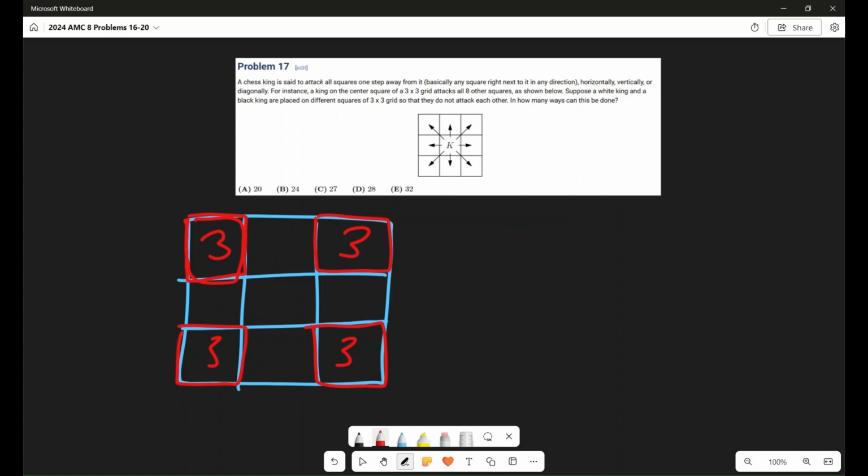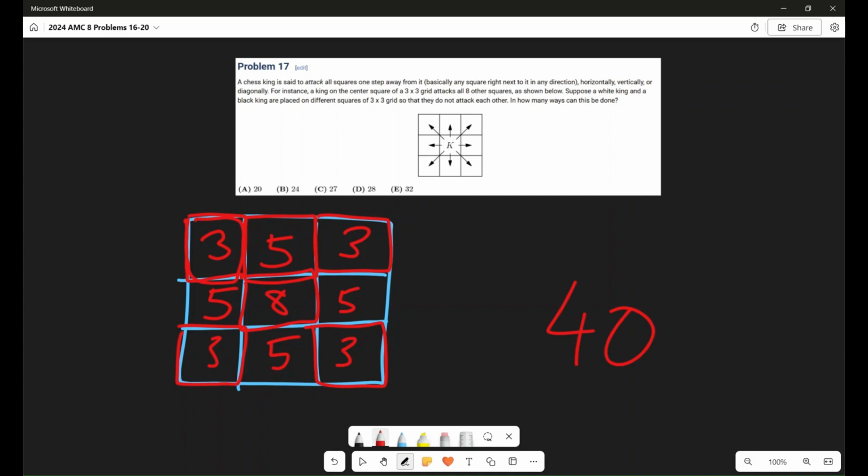Now, what if we use one of these edge squares? Well, those squares have 5 adjacent to them. Now, what if we put the black king on the center square? Then there's 8 ways to place the white king, because wherever you place the white king, they're going to be adjacent. So you can add those up for a total of 40.